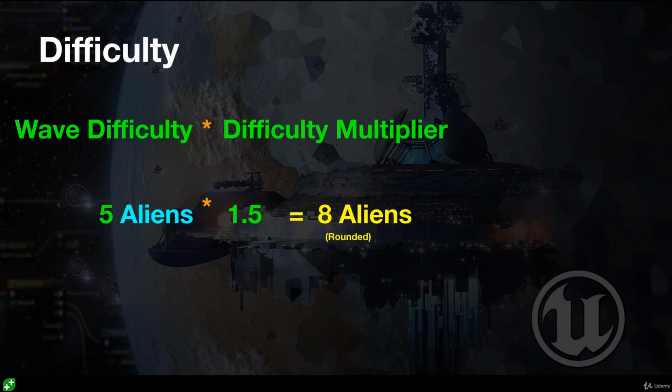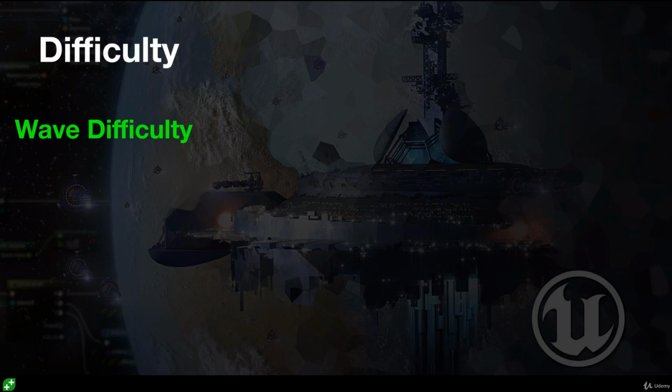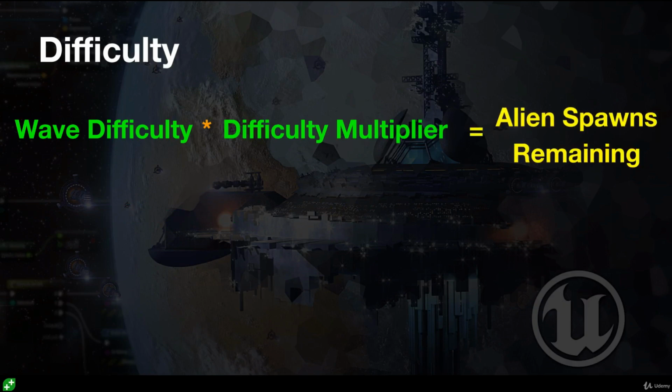So basically, we're going to take the difficulty value every wave and multiply it by the difficulty multiplier. Then we're going to use the result as the amount of spawns the aliens will have in the wave. This means that the waves are going to become more and more increasingly difficult.